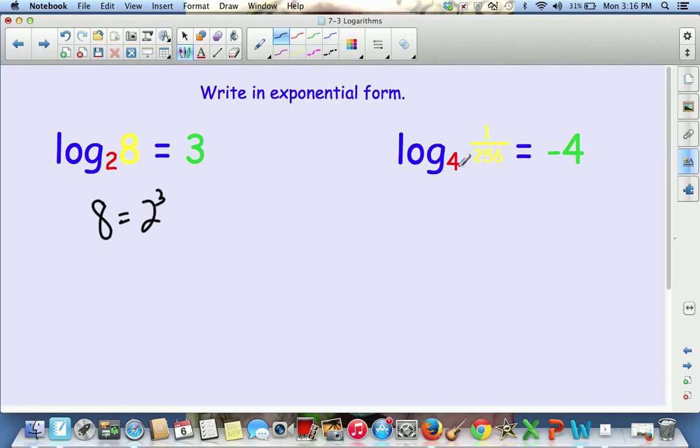What about this one over here? And again, if you want to write the answer first so you remember Abe, you can do it that way. Or you can write the base first with the exponent. So this one would be 4 to the negative 4th, because remember it always equals the exponent, and our answer is in yellow here, 1 over 256. So there you go.